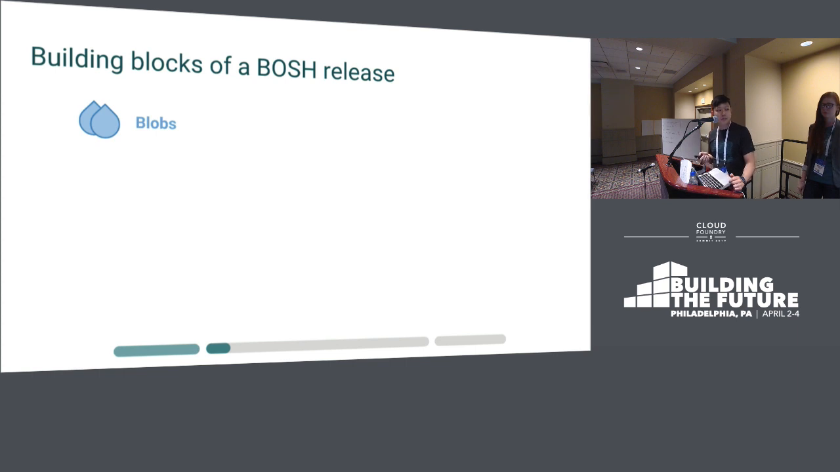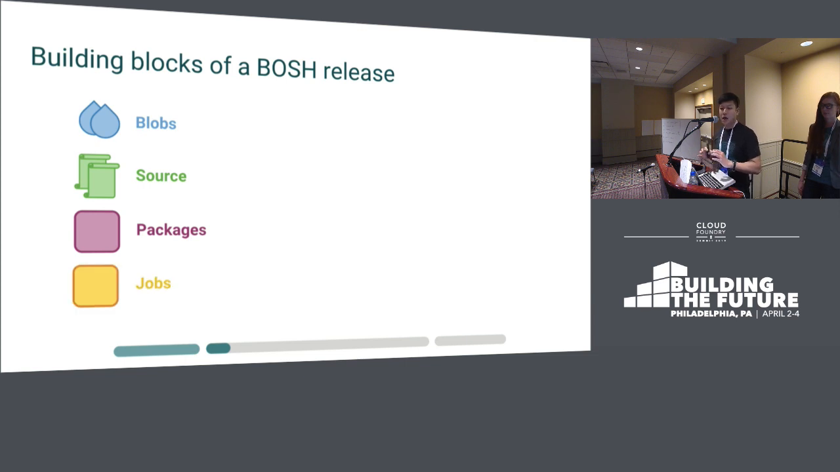So a quick overview of the building blocks of a BOSH release. We have blobs, like binary large objects. You have your source code. You have packages. And lastly, you have jobs. And with all of these four pieces, you have a complete BOSH release that is possible to deploy.